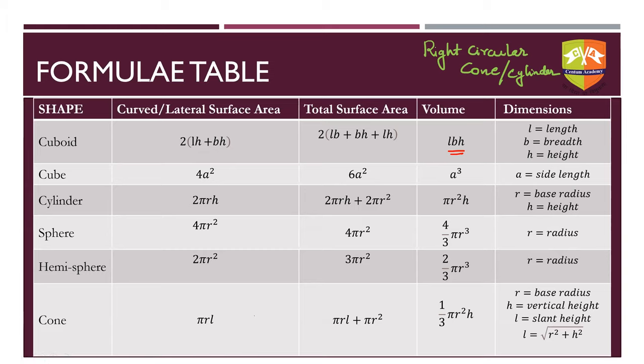In cone, you have to be a little careful that this L is slant height. So what is slant height? You know that there are two heights in the cone. One is the vertical height. So this is the vertical height, H. And this one is L, and this is the radius. So L is clearly under root R square plus H square. We call it slant height.